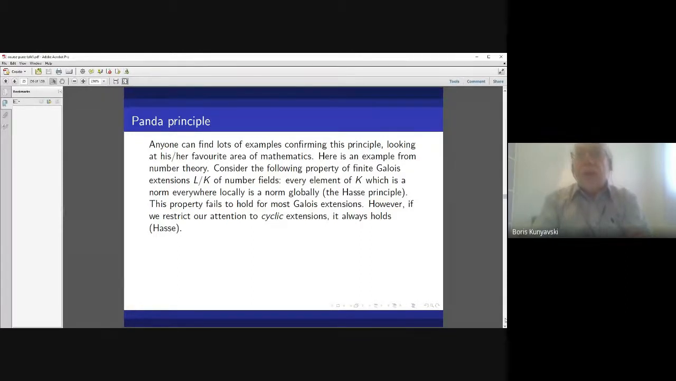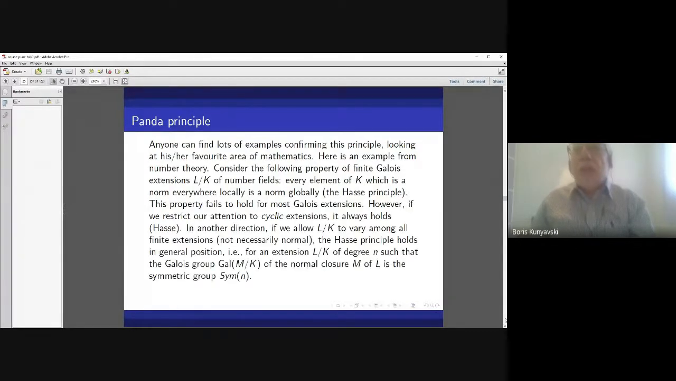And I have here to enlarge our areal. If we allow our extensions to vary among all finite extensions, not necessarily normal, then the Hasse principle holds in general position. So if we consider any extension of degree n such that the Galois group of the normal closure is the whole symmetric group, then one can prove that the Hasse principle holds. So you see, the answer to our question depends very much on the original setup.